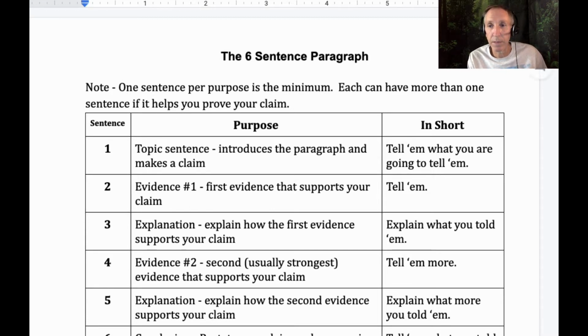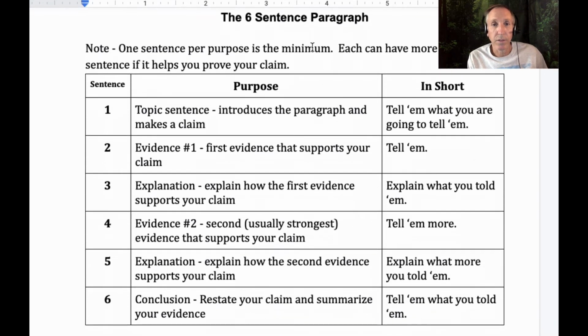Before I start explaining these purposes, the 6-sentence paragraph can be more than 6 sentences. I often find when I write that I might need 2 sentences to do an introduction. Sometimes I might need 2 sentences to do an explanation. So this little note says 1 sentence per purpose is the minimum. Each one of these purposes can have more than 1 sentence if it helps you prove your claim.